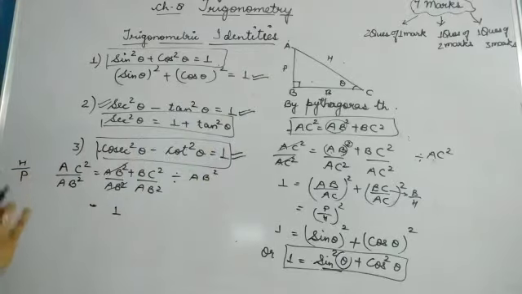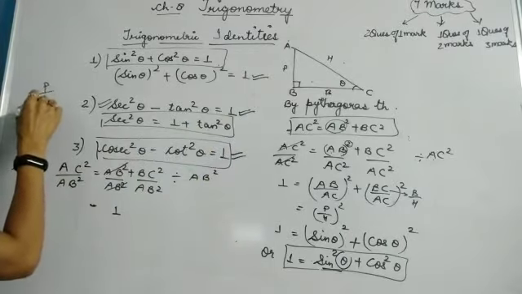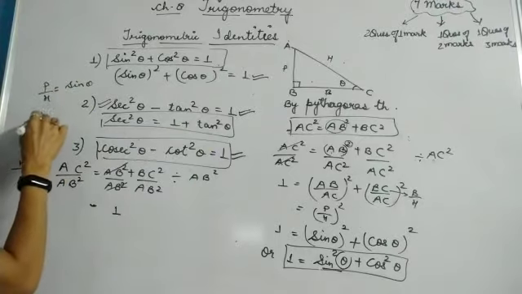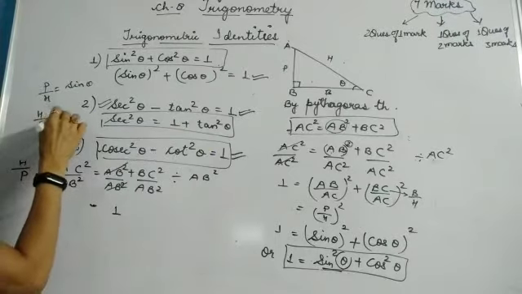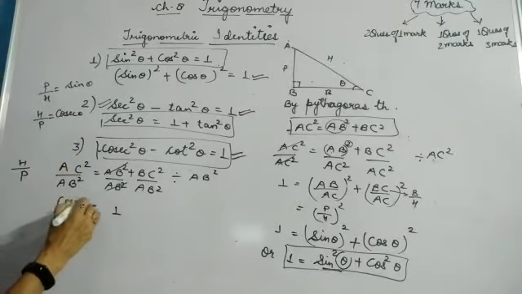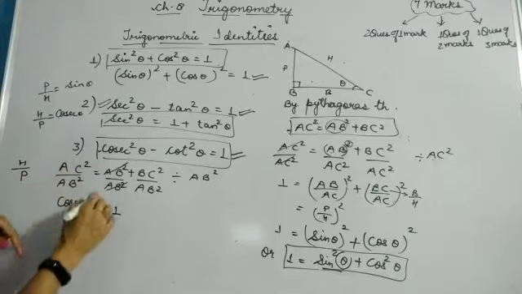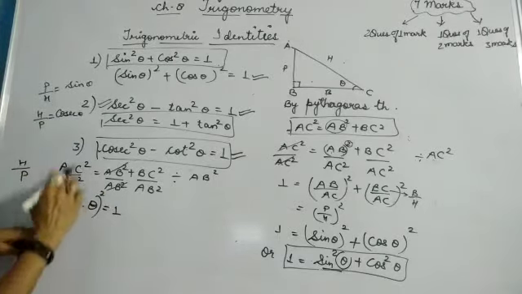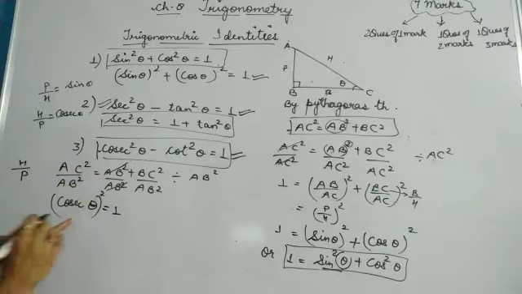So H by P is what? You know P by H is sine theta. So H by P, that means reciprocal of P by H, will be what? Cosec theta. So in place of this I will be writing cosec, and this is given here as square, so I will be writing it as square. AC by AB is cosec theta and it is square, so I have written square.